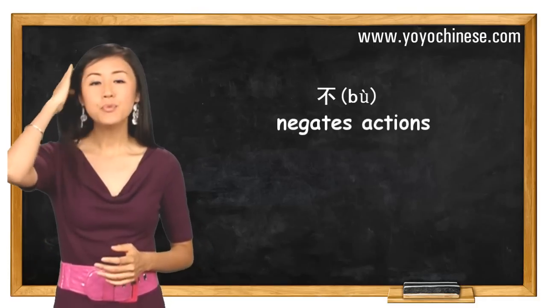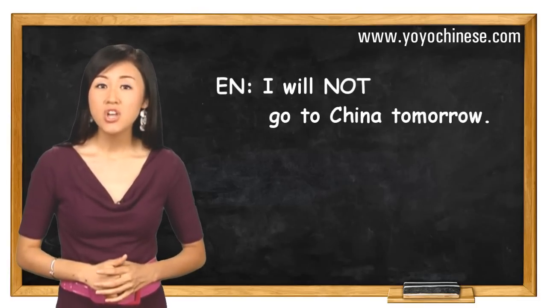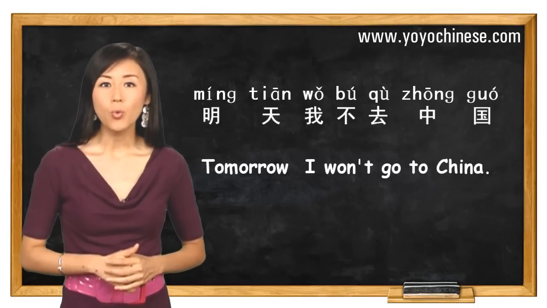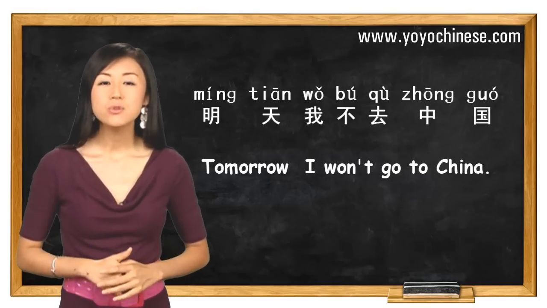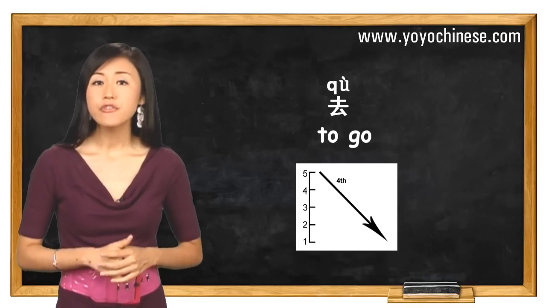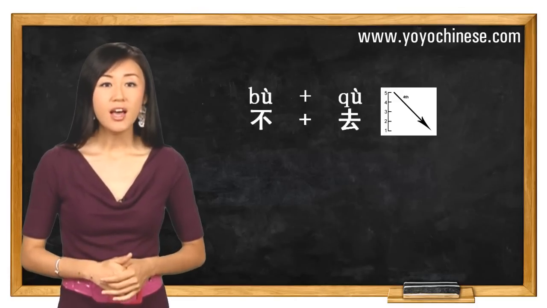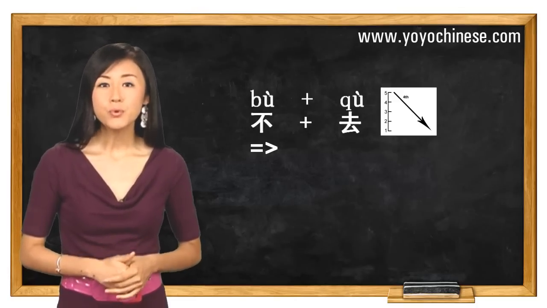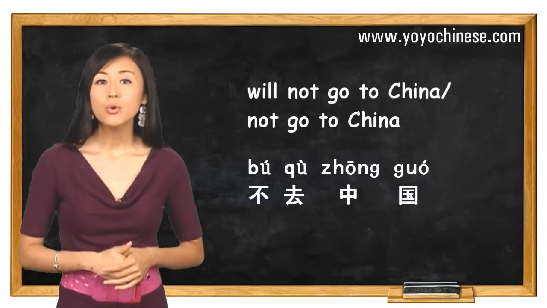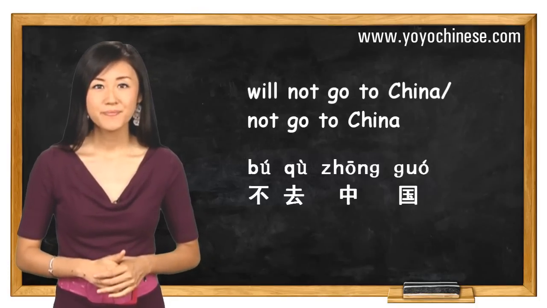First, let's see how 不 negates actions. Here's how you say, I will not go to China tomorrow. 明天我不去中国. Here, the verb 去 is the fourth tone, and when 不 is followed by 去, another fourth tone sound, 不 changes to the second tone. So will not go to China or not go to China is 不去中国.